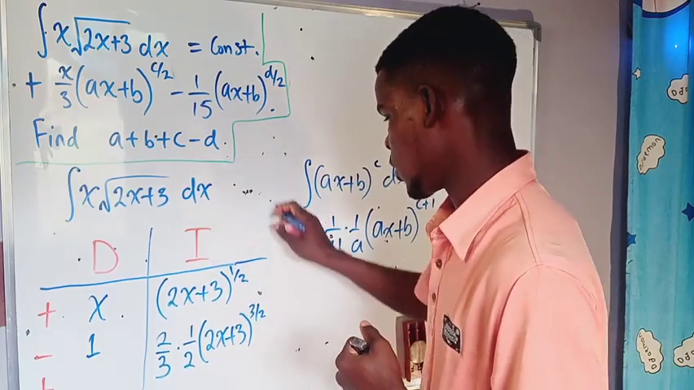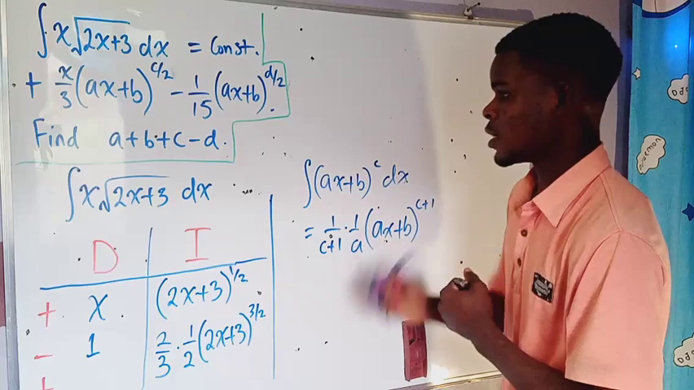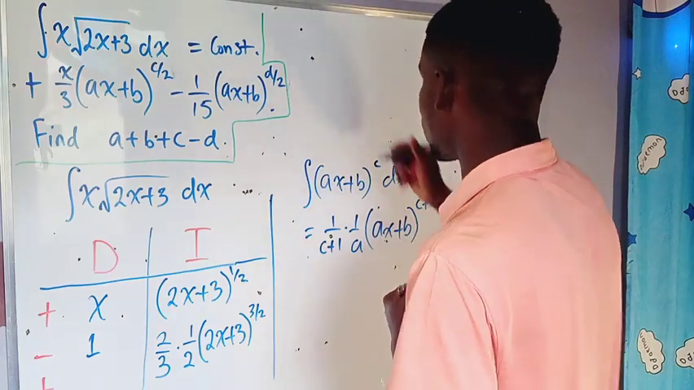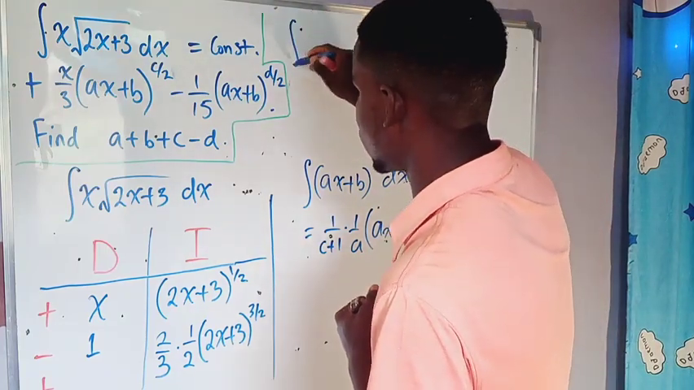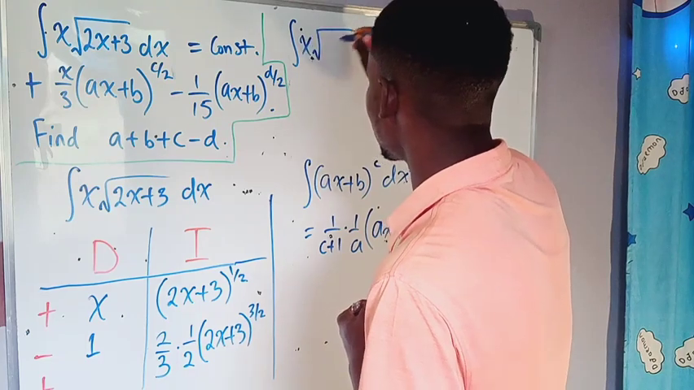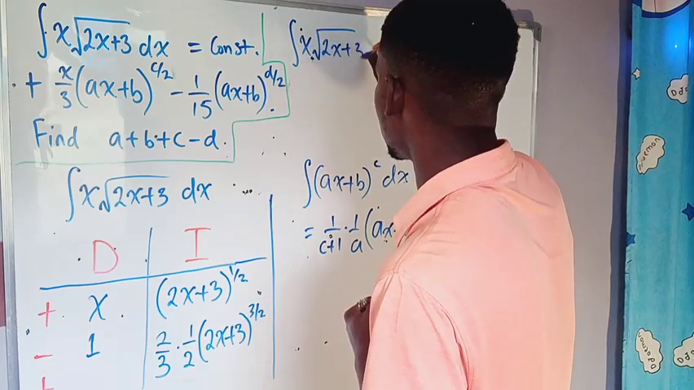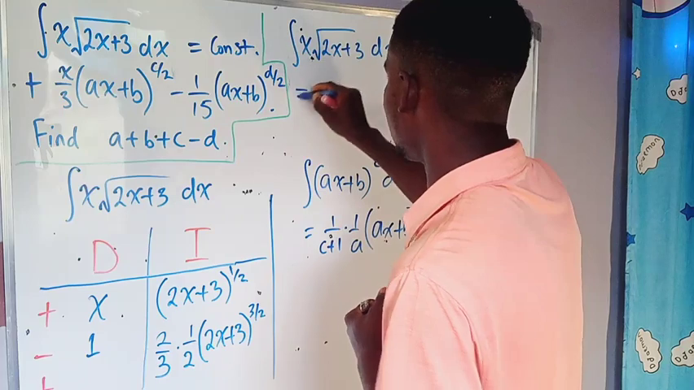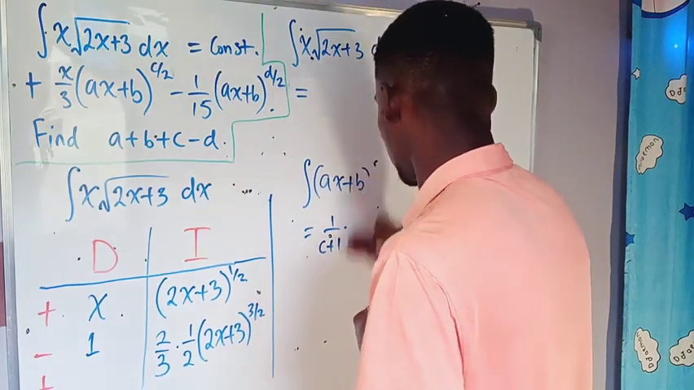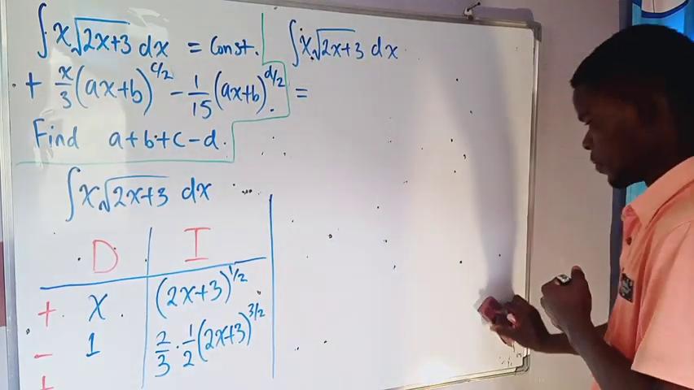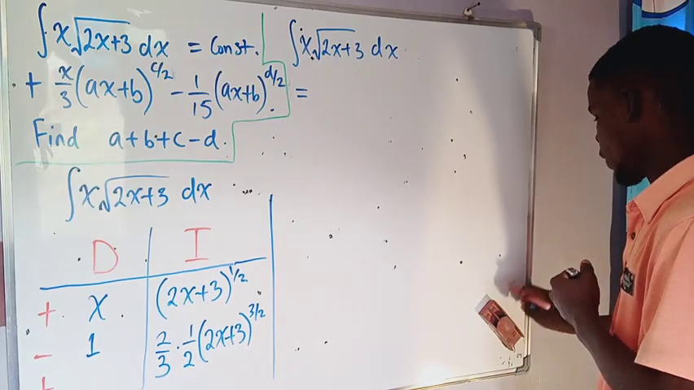Good, that is very nice. So that's what we get from the table, and that tells us that this function, the integral of x times the square root of 2x plus 3 dx, would become, well, let me clean this up a little bit, and let's continue over here. Okay, so this is very nice.